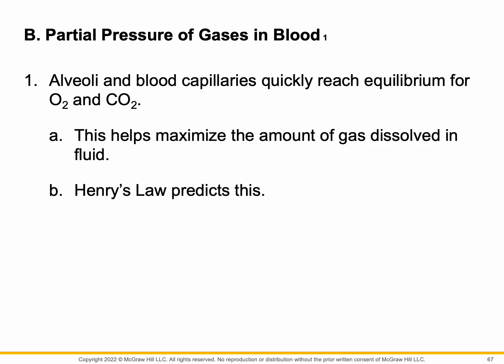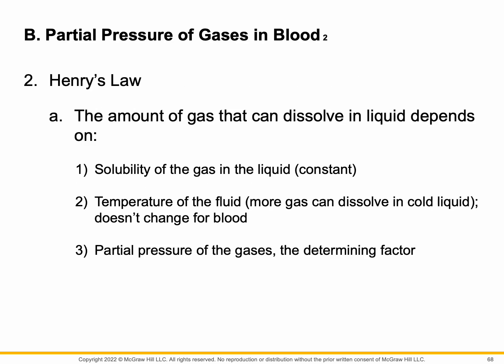When we look at alveoli and blood capillaries, they have to quickly reach equilibrium for oxygen and carbon dioxide, and this helps maximize the amount of gas dissolved in the fluid. Henry's law predicts this. Henry's law is critical in explaining how gases such as oxygen and carbon dioxide dissolve in blood during gas exchange in the lungs.